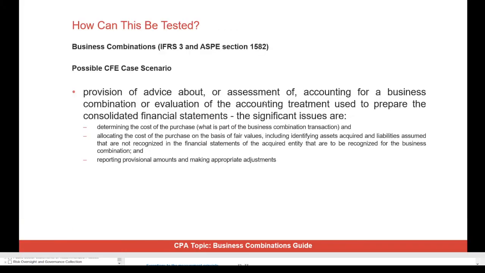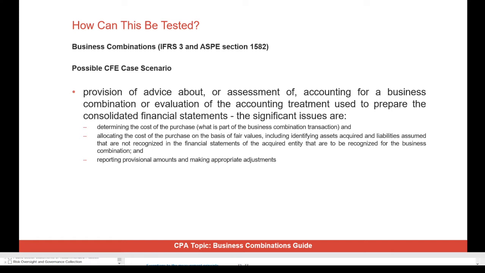So in terms of the business combination, how can you be tested at a very high level? It's provision of advice or assessment of an accounting for a business combination, or evaluation of the accounting treatment used to prepare the consolidated financial statement. The significant issues are determining the cost of the purchase, what is part of the business combination transaction, allocating the cost of the purchase on the basis of fair values, identifying assets acquired and liabilities assumed that are not recognized in the financial statements of the acquired entity that are to be recognized for the business combination, and then reporting provisional amounts and making appropriate adjustments.